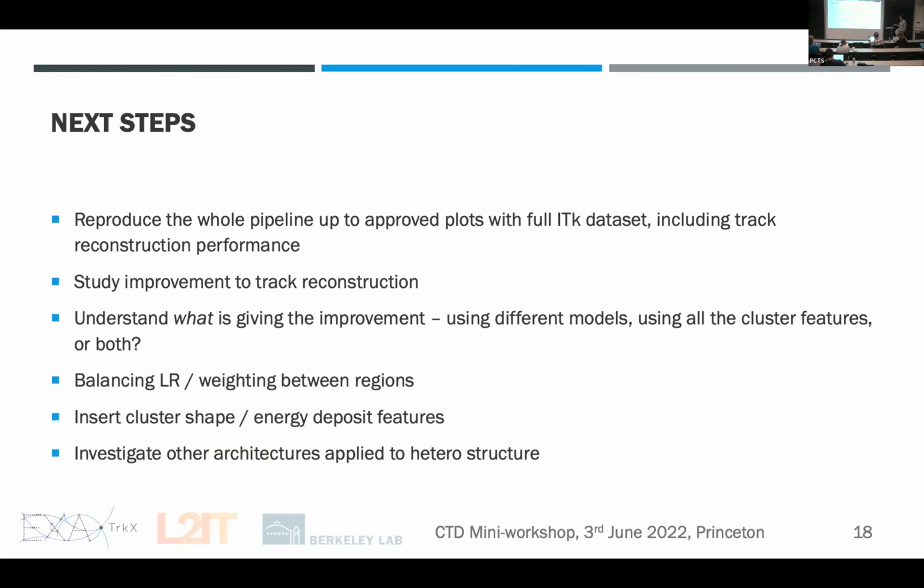Can we include more than just the three-dimensional cluster positions? Can we include charge deposit information and so on? Yeah, can we balance these? I think that's going to be a key piece. And at the moment, we're using interaction network. Maybe that's not the best network for heterogeneous GNN. That's not clear to me.